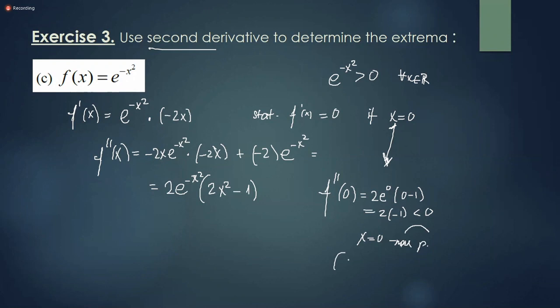And we can actually find the maximum of the function. If x is 0, then e to the power 0 is 1. So this would be the point on the graph. So this is how we can use the second order derivative. But as we see, not really always.